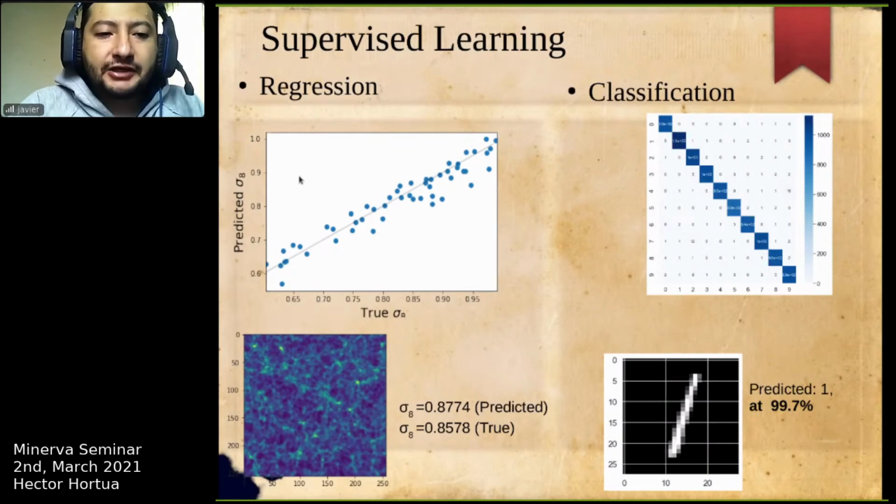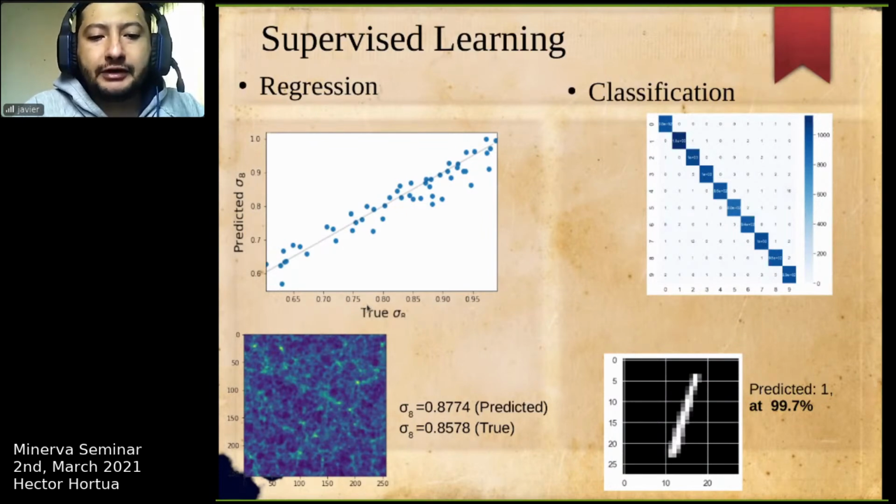Okay. So in this plot, I show you the x-axis, which corresponds to the true value of sigma 8, one of these cosmological parameters, while the y-axis corresponds to the prediction given by the network. So in principle, you can see that the model is learning and can estimate the cosmological parameters.